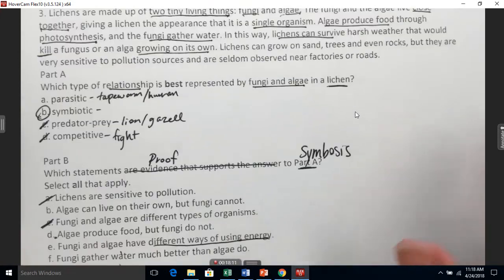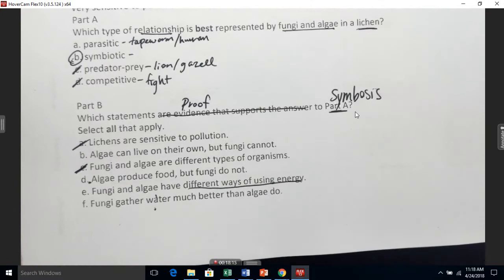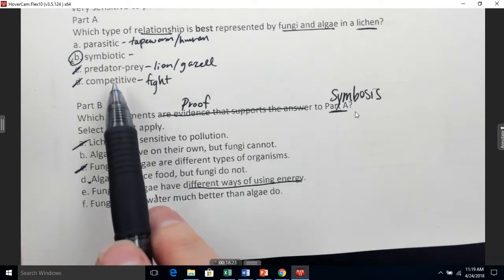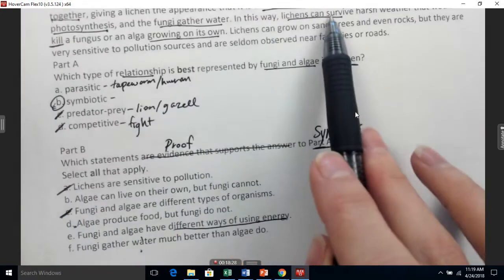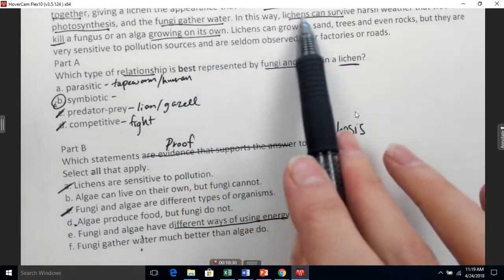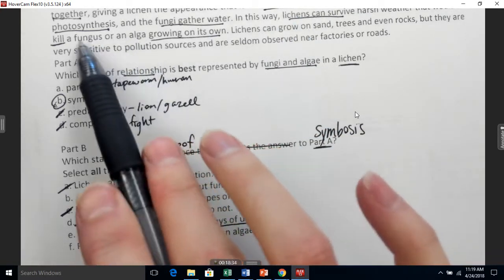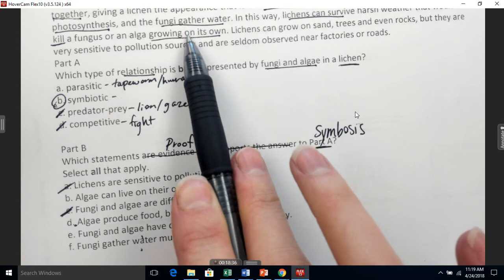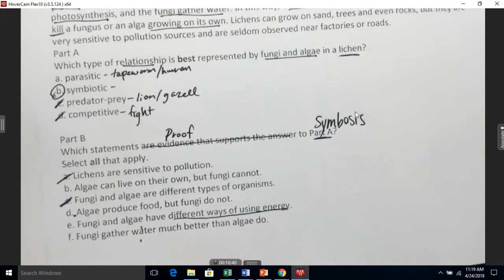Is that confusing to y'all? If you can't find a bunch of them to rule out, it's okay. Hang on. We just need to figure out something that does prove them living close together and not being able to survive alone, since this says that the lichen can survive, but if they were alone, they couldn't survive. That's what we're trying to prove. Okay?